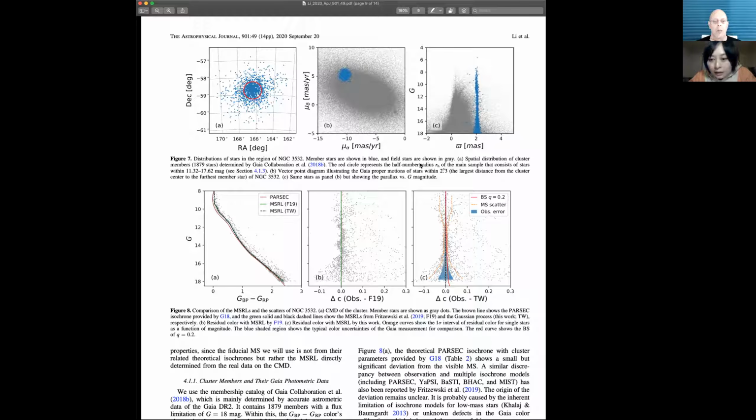This is figure 7. These 3 panels show the basic properties of NGC 3532. The members are determined by the Gaia paper and other work. Panel A is the spatial distribution. Red circle is the half number radius. Panel B is the proper motion distribution, and panel C shows the parallax. The members are highly concentrated in the parameter space, so we are very confident about the membership.